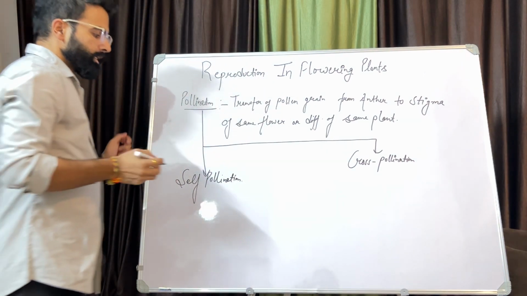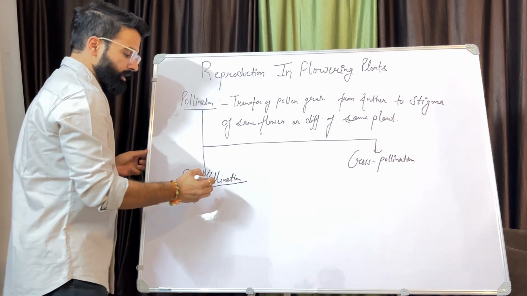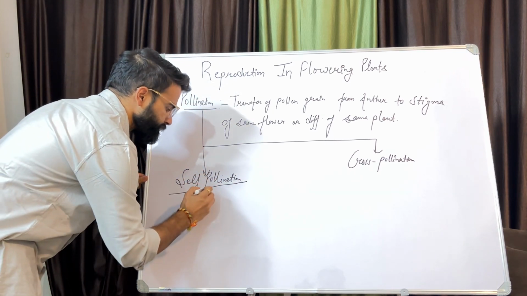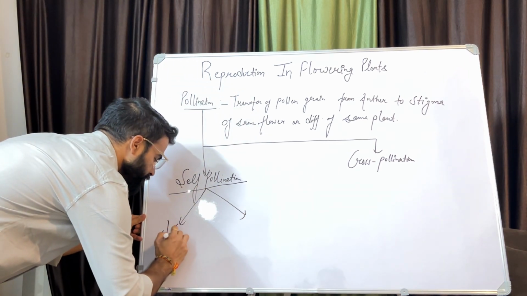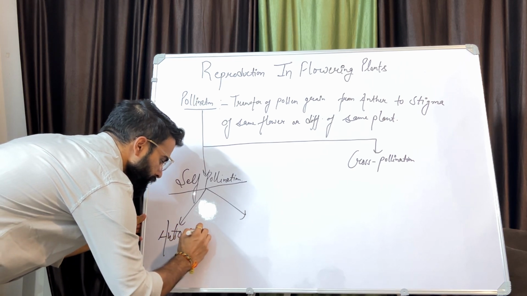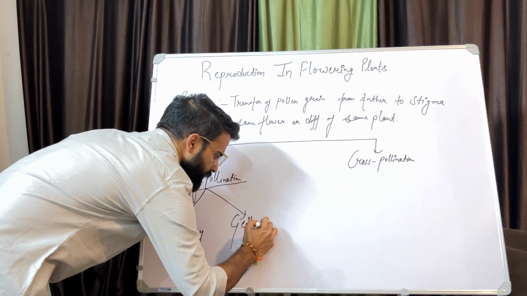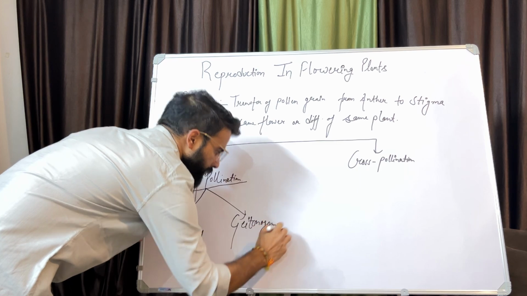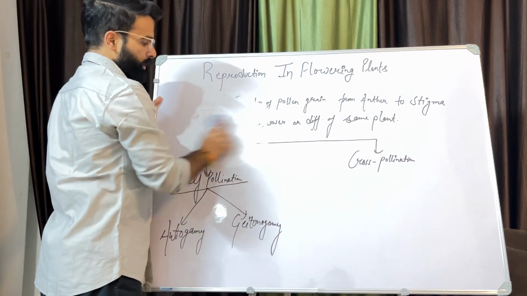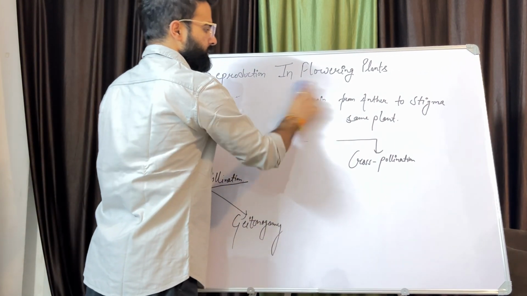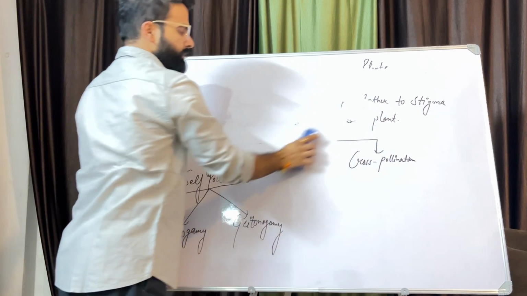Okay, self-pollination, self means itself. Self-pollination is of two types. One is autogamy and the second one is heterogamy. So what is autogamy? Auto means same.